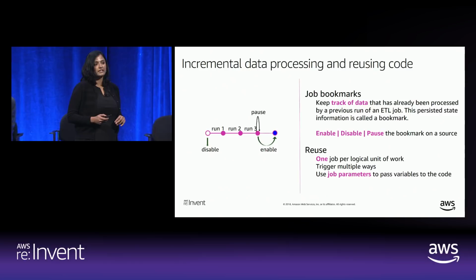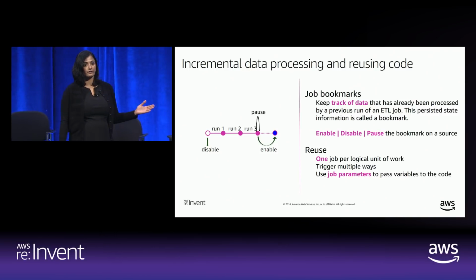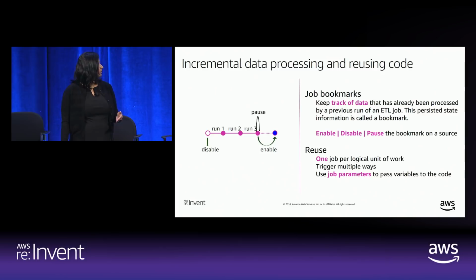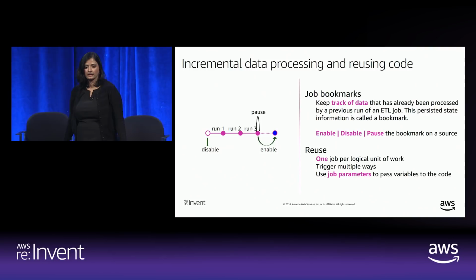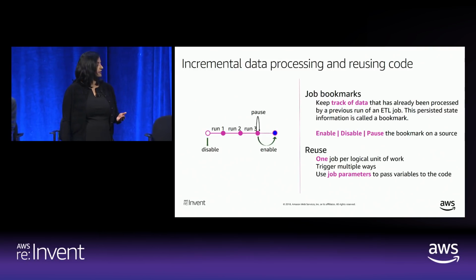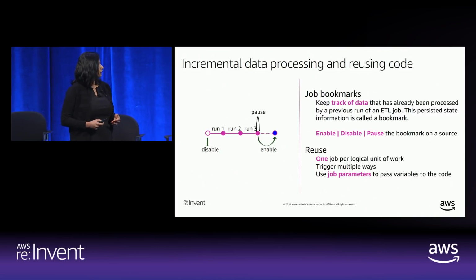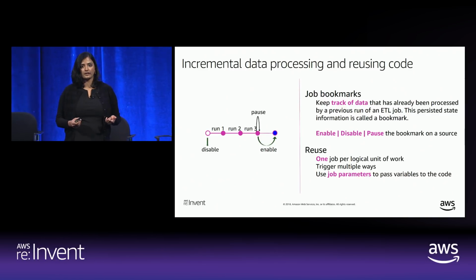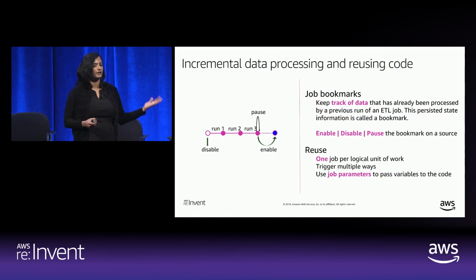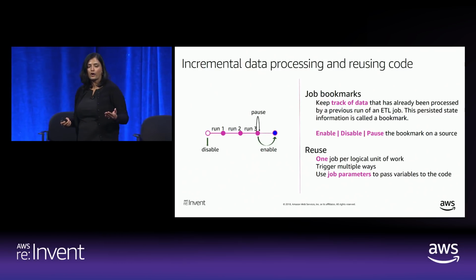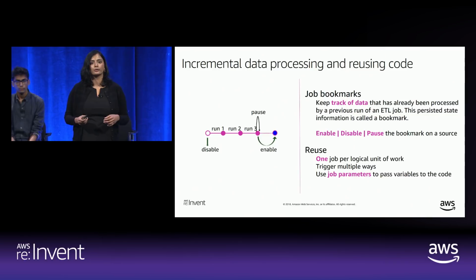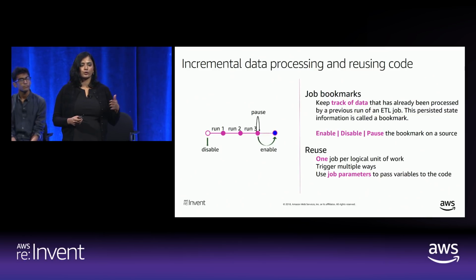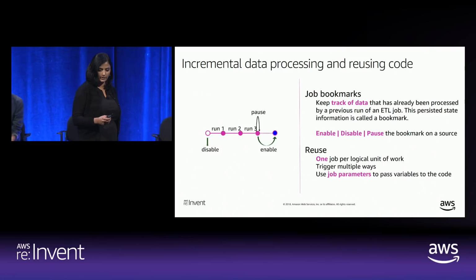The Glue ETL jobs can keep track of the data that it has already processed with job bookmarks. So if you have the job bookmark enabled on a source in your ETL script, the job can keep track of what data it has already processed and only process the deltas or the incremental data. You can enable the bookmark, at which point Glue will only process the deltas. You can disable the bookmark, at which point Glue will process the entire data set. Or you can temporarily pause the bookmark, which is often useful if you're doing some code modifications and you want to just test it without advancing the bookmark.